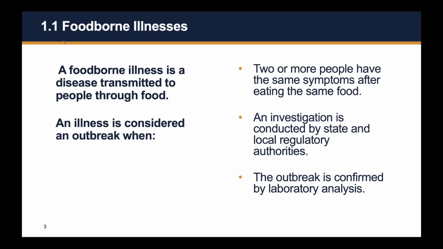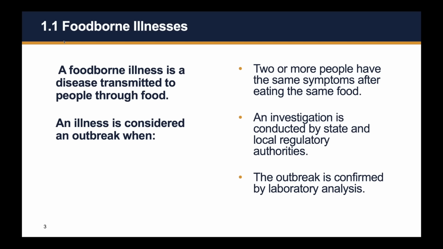So a foodborne illness is a disease transmitted to people through food. I want to make sure I emphasize this one because you need to understand this. It is the base foundation for the entire ServSafe platform. Okay, a foodborne illness is a disease transmitted to people through food. An illness is considered an outbreak. Okay, now we're talking people have gotten sick in our operation and it's been reported.